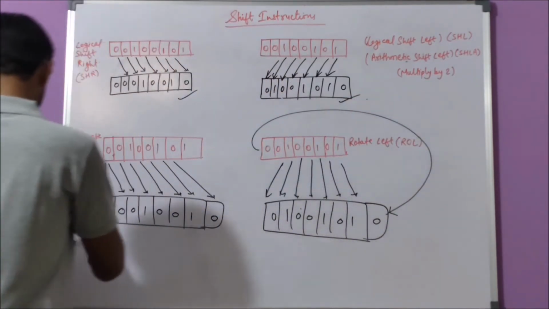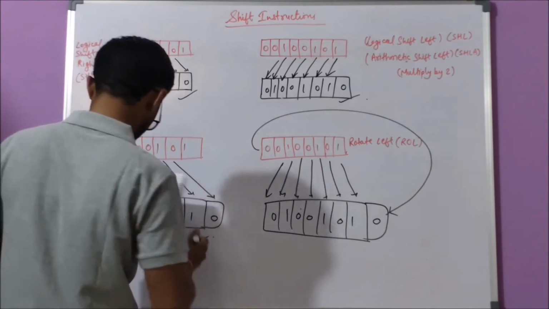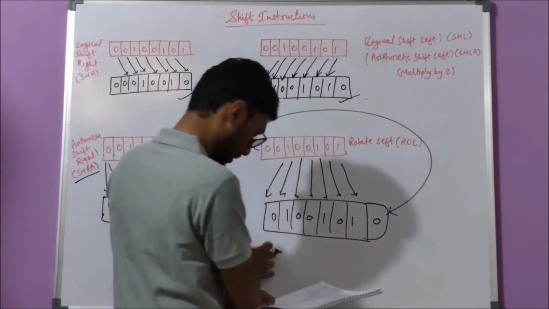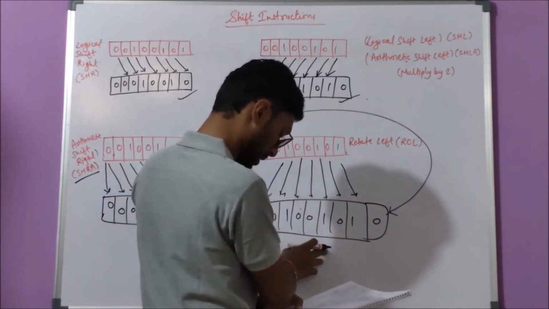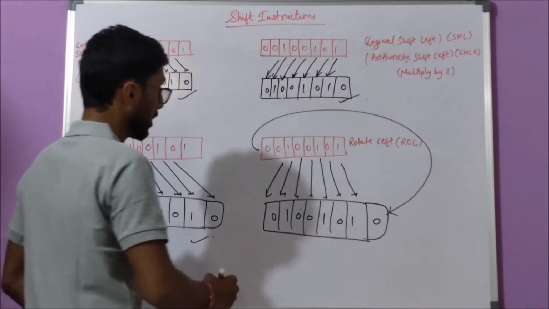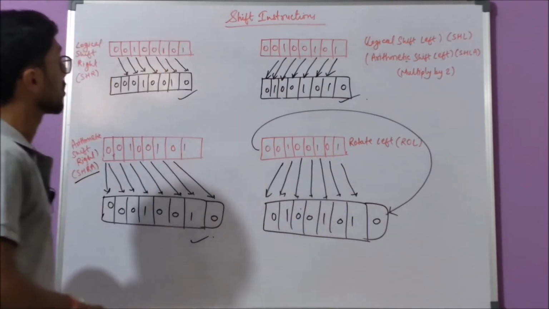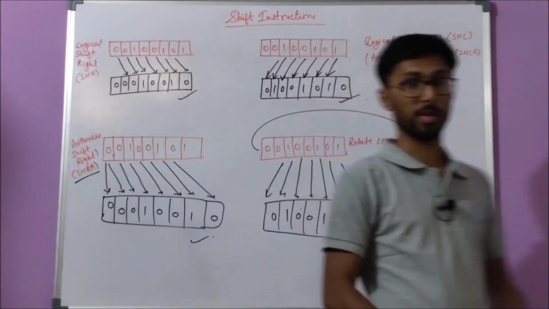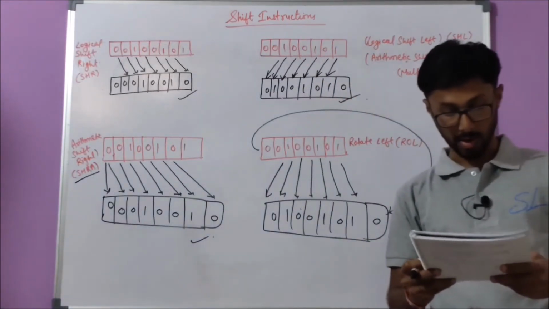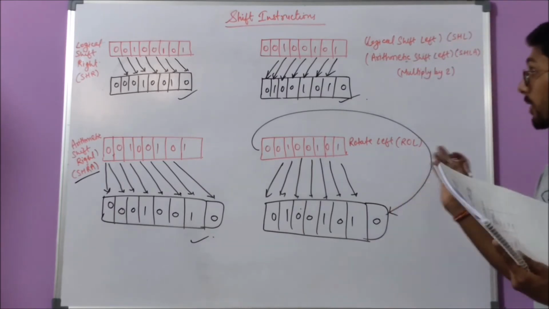Arithmetic shift left, 0 0 1 0 0 1 0, this is also correct. And 0 1 0 0 1 0 1 0, this is rotate left. We can also see rotate right here. Let me write it, so please copy it, then I will discuss rotate right through carry and rotate left through carry after erasing it.